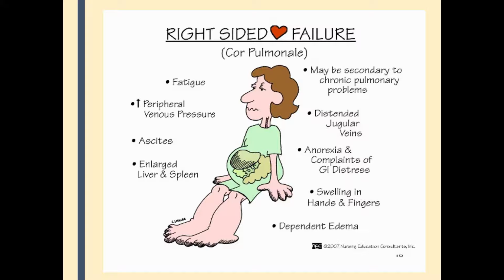Edema develops in the feet and the legs, or if your patient is bedridden, in the sacrum. Congestion of the upper GI tract vessels can cause anorexia and nausea. Right upper quadrant pain can result from liver engorgement. Your neck veins become distended and visible, even when the patient is upright, because of increased venous pressure.